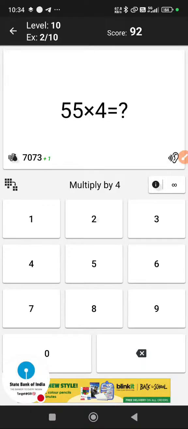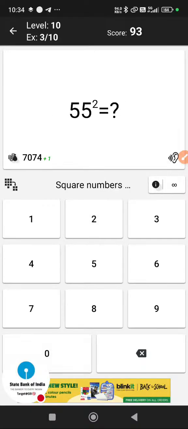5 4 times 20, 220. Next one, 55 square, 5 6 times 30, 25.